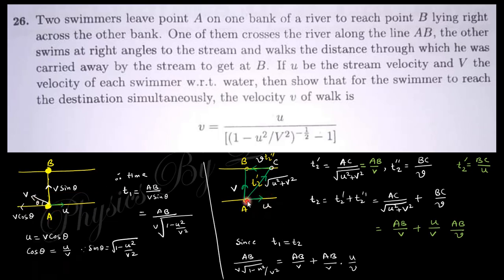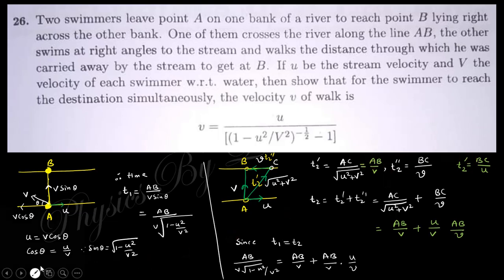For T2 prime, the AB distance is traveled with velocity V, and in that time the BC distance is traveled with velocity U. So T2 prime can be written as AB by V or BC by U. Again, T2 double prime will be BC by V. So the total time, T2 prime plus T2 double prime, equals AB by V plus BC by V. And you can see here BC is nothing but, just compare these two things.